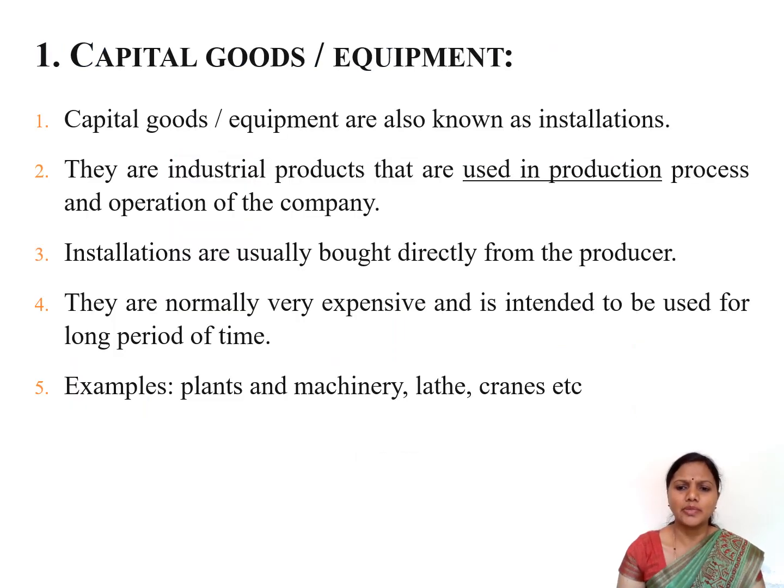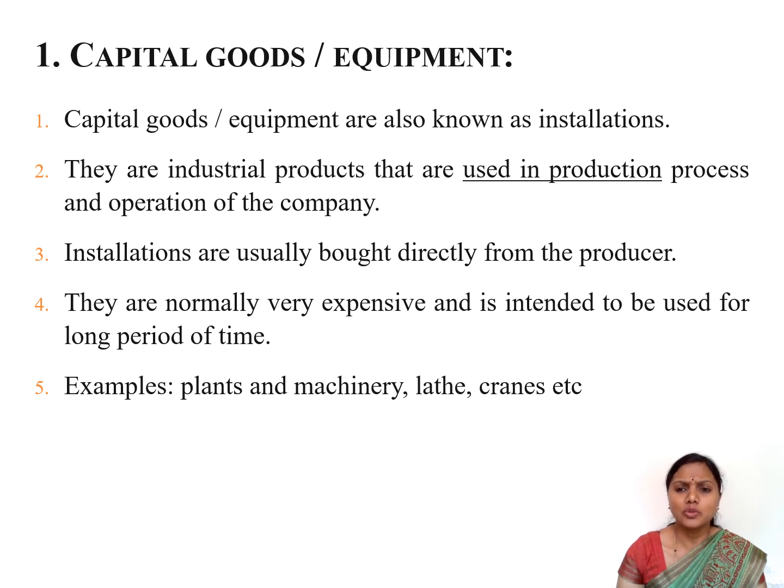First one, capital goods or capital equipments. Capital goods or equipments are also known as installations, because some of these capital equipments will be permanently installed in the industries. They are industrial products that are used in the production process or operation of the company. Installations are usually bought directly from the producers. They are normally very expensive in nature.